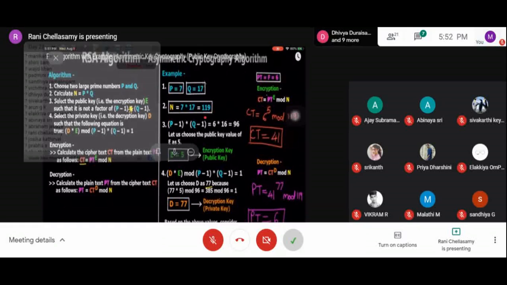So this is the case of encryption. If you move on to the decryption part, you have to calculate the plain text from the ciphertext. PT equals CT power D mod N. The CT value we calculated is 41. So 41 power D value, which is 77, mod 119, you will get the plain text value as 6. In this way, you have to go for encryption and decryption by using the algorithm steps.